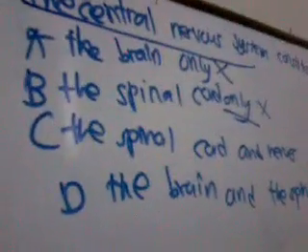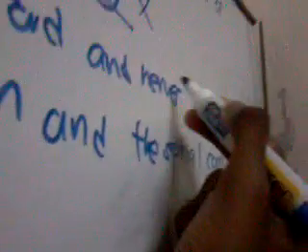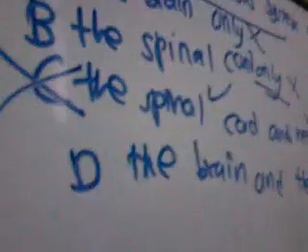C, the spinal cord and the nerve. The spinal cord is correct, but it's not the nerve, so it's wrong. So C is out. D, the brain and the spinal cord, is definitely the right answer. The central nervous system consists of the brain and the spinal cord. So the answer is D.